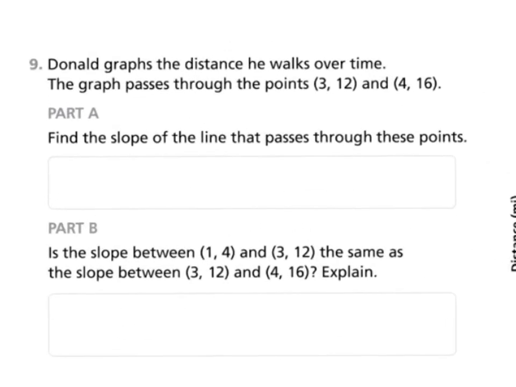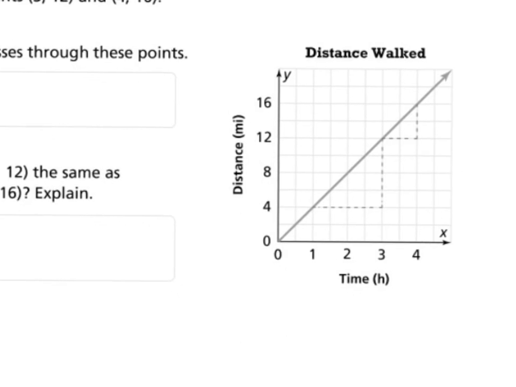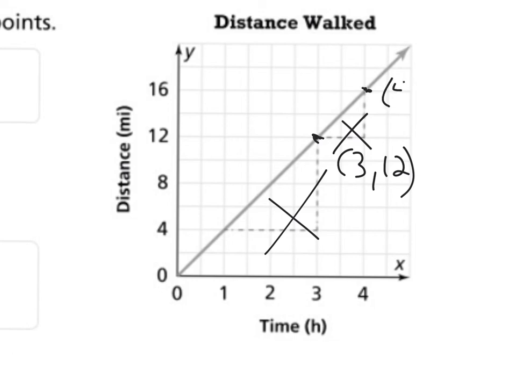Number 9, Donald graphs the distance he walks over time. The graph passes through the points (3, 12) and (4, 16). Part A, find the slope of the line that passes through these points. They could have just left it at that. They actually have a graph for us here. Again, not a fan of their triangles underneath here, but really, like I said, they could have just had the points (3, 12) and (4, 16), and they didn't even have to graph this for us. They could have just said what's the slope, and then we'd have to sketch it out or something.